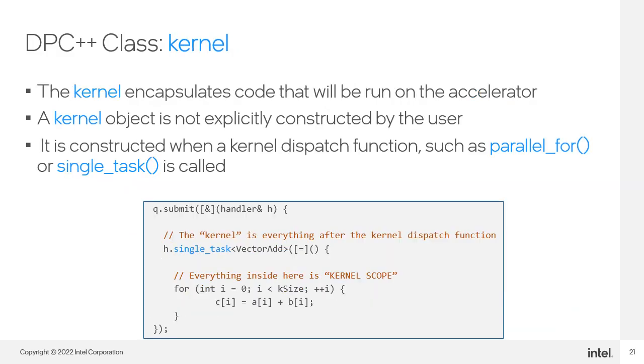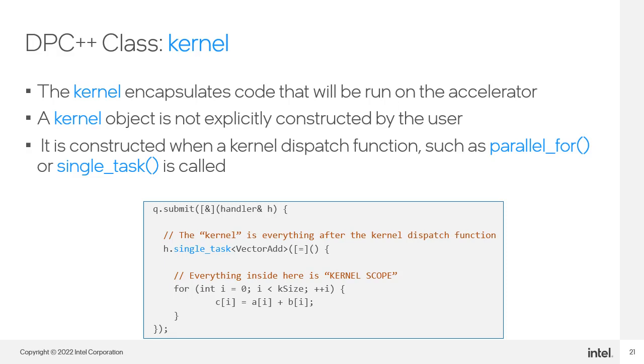Next, we will discuss the DPC++ kernel class. The kernel, as we mentioned previously, is all of the code that we want to send off to the accelerator device for acceleration. The kernel encapsulates the code that will be implemented on the accelerator. Although the user does not explicitly construct the kernel object, when a kernel dispatch function is called, the kernel is constructed. The dispatch calls for kernels are the parallel_for and the single_task. Using any of these functions constructs the kernel.